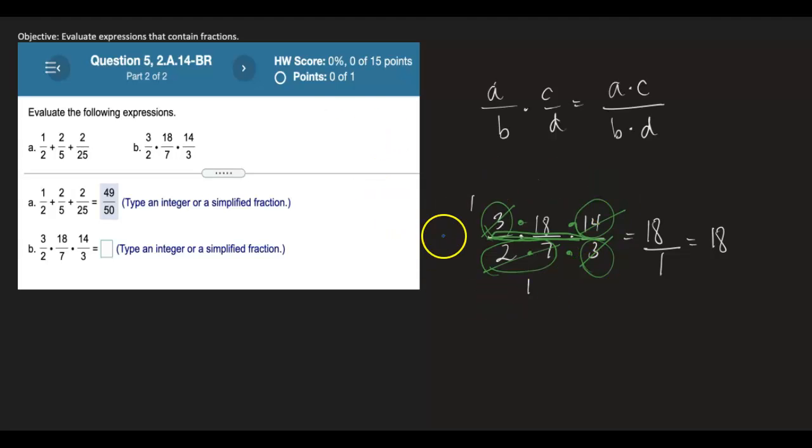The idea here is going to be used extensively in this course. This process of reducing a fraction within the problem before you multiply is an excellent skill to have.